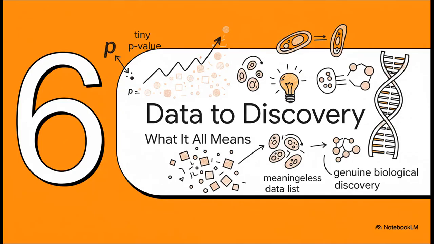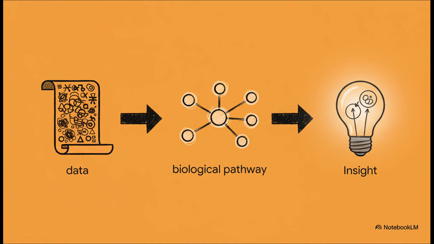So, we have this tiny p-value. What have we actually done here? Well, we've done something pretty incredible. We have gone from a meaningless list of data to a genuine biological discovery. We proved our gene list isn't just a random collection of names. We showed it's strongly, significantly connected to a specific biological process. And that's huge, because it tells us what's actually going on biologically in our experiment. It turns that boring list of data into a real, compelling story.